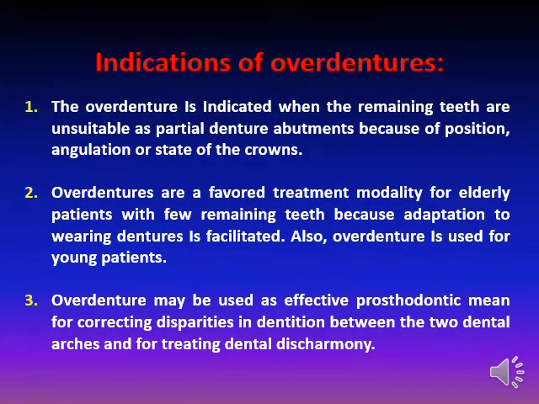Indications of overdenture. Overdenture is indicated when the remaining teeth are unsuitable as partial denture abutments because of position, angulation, or state of the crown, and also are unsuitable for fixed prosthesis. Overdentures are the preferred treatment modality for elderly patients with few remaining teeth. Also, it is used for young patients.